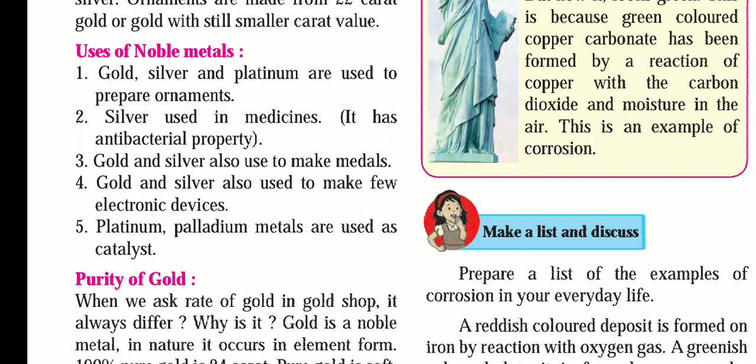Fifth point: platinum and palladium metals are used as catalysts. I have told you about catalysts. What is meant by a catalyst? A catalyst is something by which the reaction goes faster. It does not take part in the reaction, but the reaction takes place at a faster speed. So platinum and palladium metals are used as catalysts.